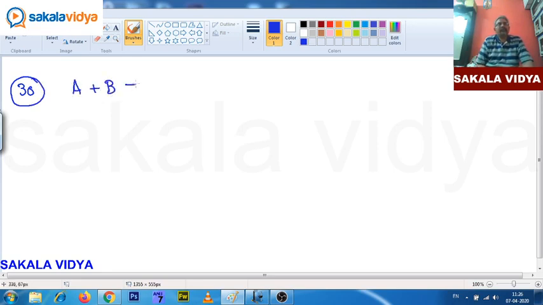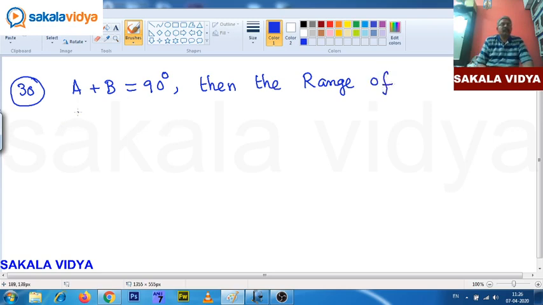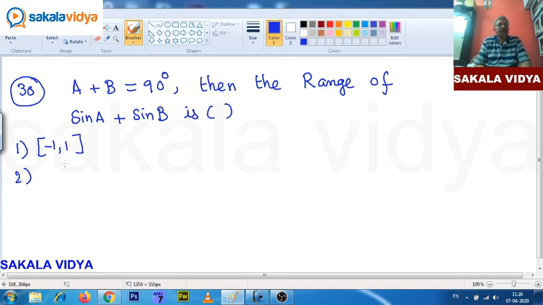A plus B is equal to 90 degrees. Then the range of sin A plus sin B. Sin A plus sin B is: first option minus 1 comma 1, second option minus root 2 comma root 2, third option minus root 3 comma root 3, fourth option minus 2 comma 2.